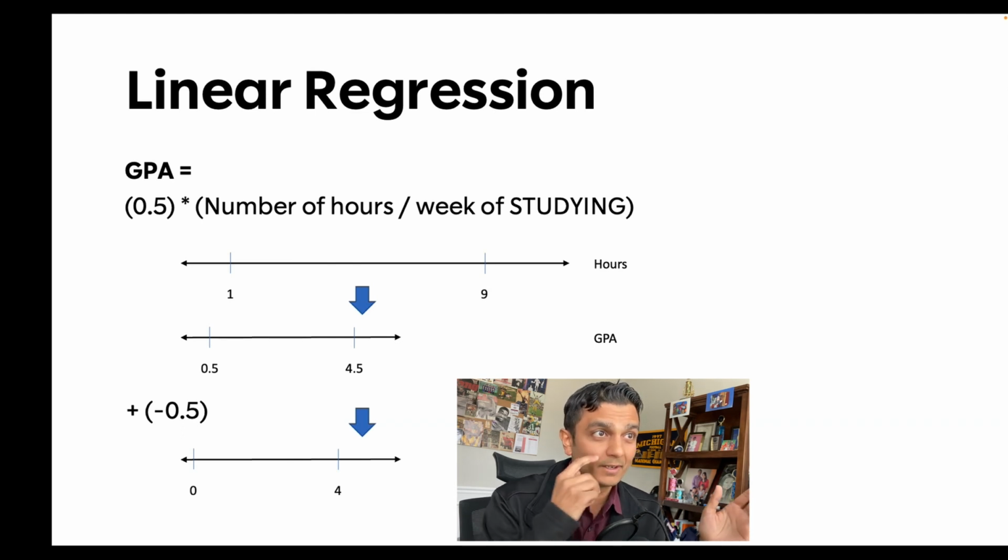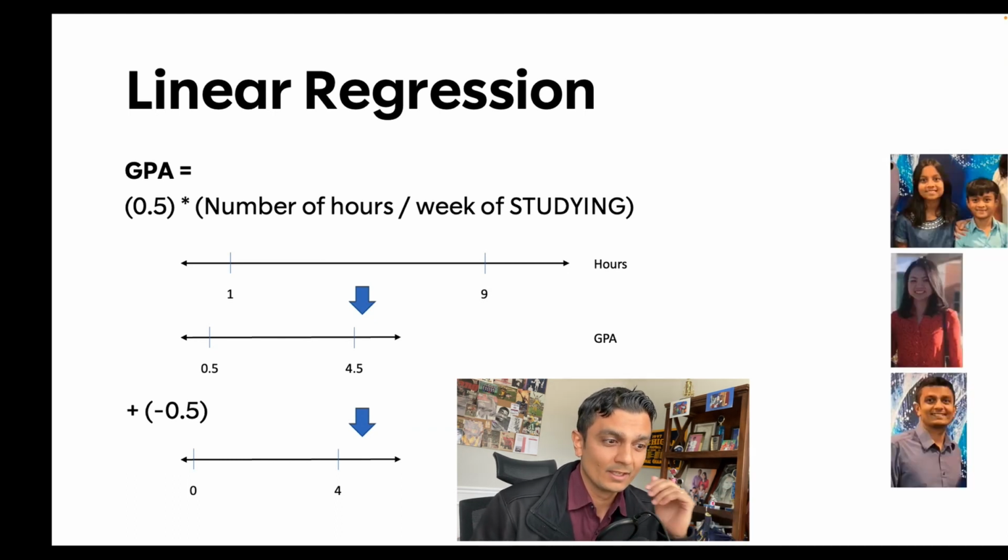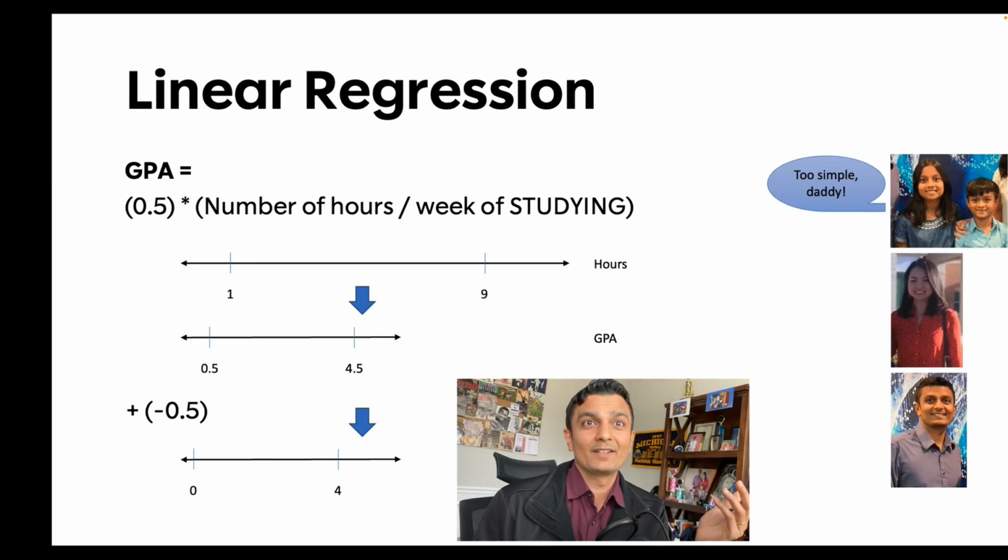So that's perfect, right? So now you've got the number of hours you study. I just have to ask the student, how many hours do you study? I divide it by 2 and I subtract a half and then I get the GPA. So let me go back to the peanut gallery and see what the fam says. That's too simple, Daddy.